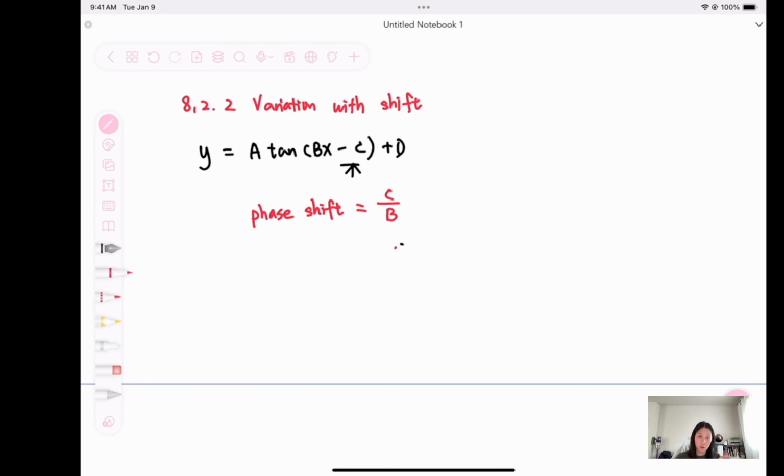If it's to the left, we'll be adding. If it's to the right, we'll be subtracting. And the D gives you the vertical shift.